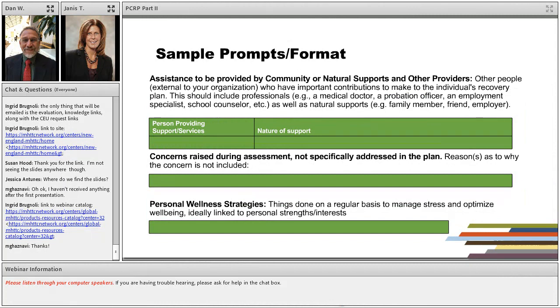Okay. And then just two more things. In that area you just looked at is the services to be provided by your agency. And again, those are the ones that are usually connected to billing, and will have specific progress notes attached to them.